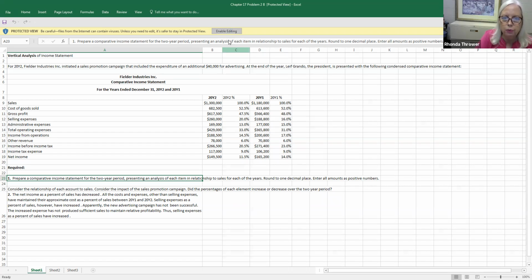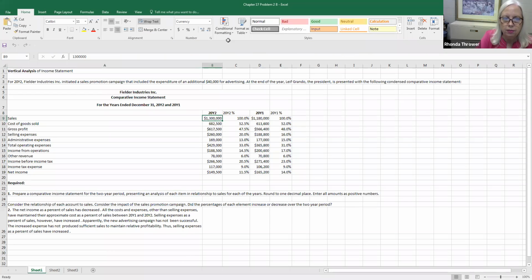So we're going to take the sales and divide it by itself, which gives you 100% as a vertical analysis amount. The cost of goods sold total will be divided by the total of the sales. So in other words, 682,500 would be divided by 1,300,000. That would give you a percentage of 52%.